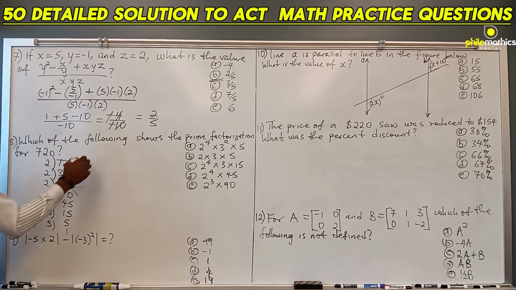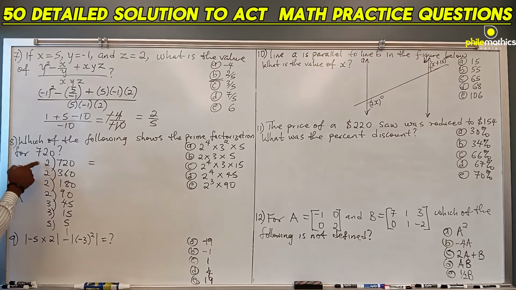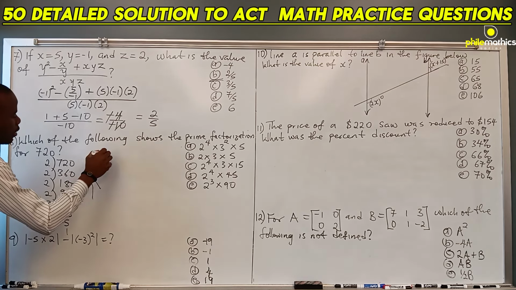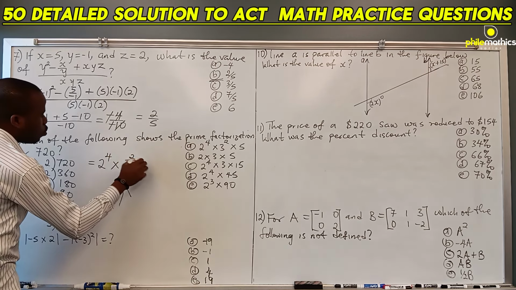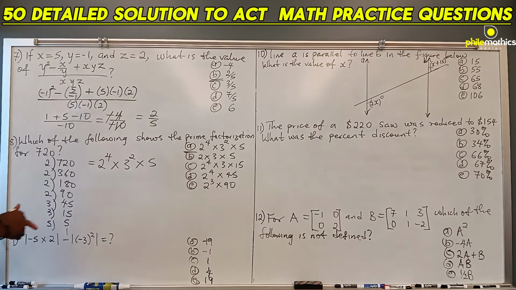So we take this. How many 2s do we have? 1, 2, 3, 4. This will be 2 to the index of 4, times, how many 3s do we have? 1, 2, so 3 to the index of 2, and only one 5. So this is the correct answer, which is A. Multiply.